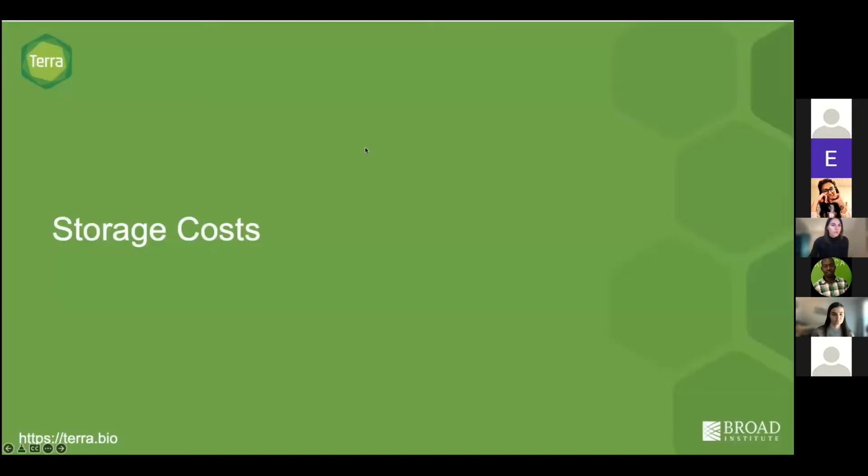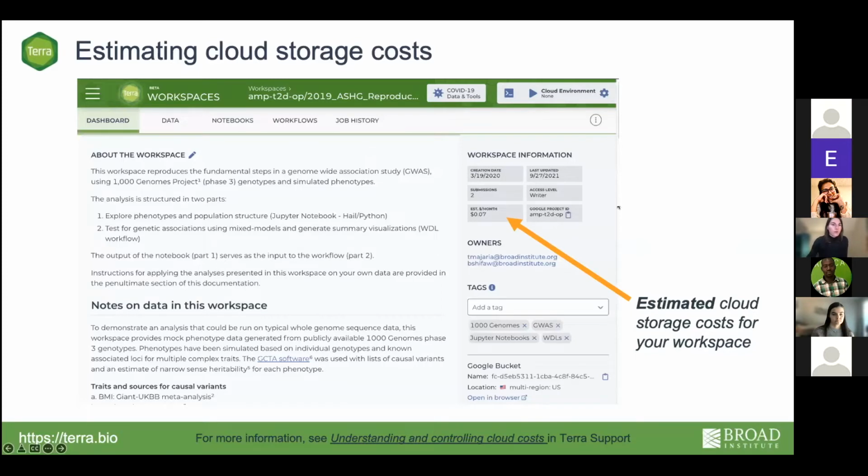Okay, so let's go to storage costs. In your workspace on your dashboard, we give you an estimated monthly cost for having this workspace exist with whatever files are located in the Google bucket as it stands. So that's a way that you can feel good about having a workspace that's out there. Usually storage is not too bad. I guess it depends on how much data you're storing, but you can see a cost estimate in your dashboard.